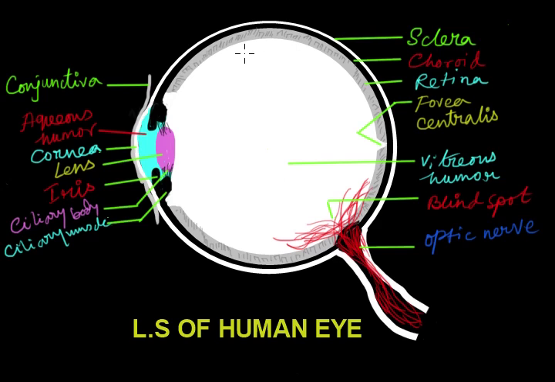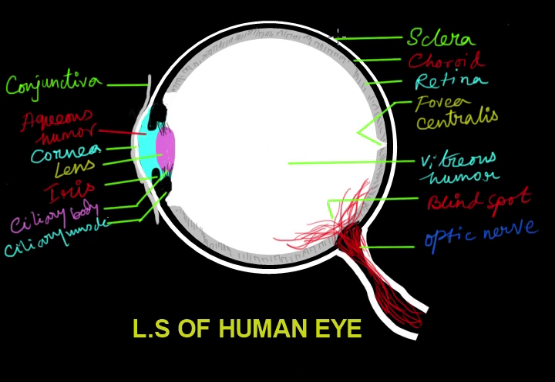The human eye is somewhat spherical or ball shaped, and is composed of three layers. From the exterior to the inside: the sclera, which is the outermost layer and is whitish in color; the choroid, which is the intermediate layer and is blackish in color; and the retina, which is the innermost layer.